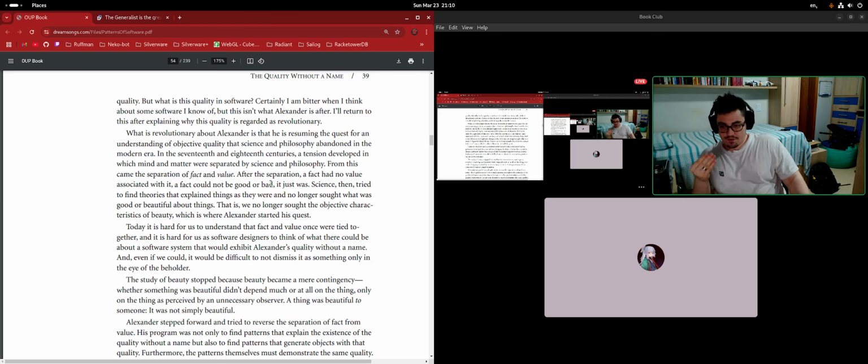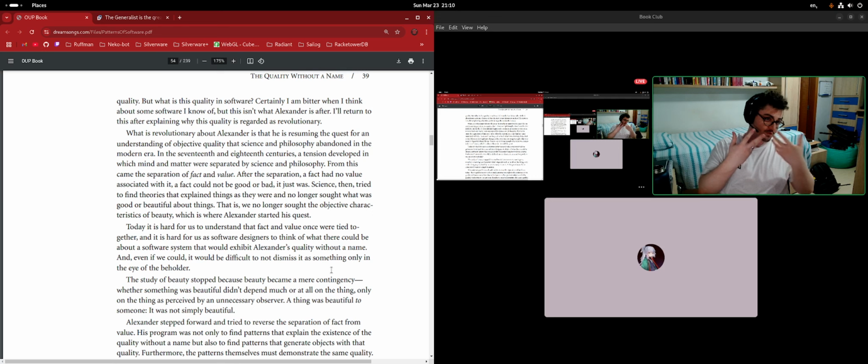Today it is hard for us to understand the fact and value once they are tied together. It is hard for us as software designers to think of what there could be about a software system that would have the quality without a name. And even if it could, it would be difficult to not dismiss it as something only in the eye of the beholder. So it is beautiful to me, it is not beautiful to you, and who is on the right and who is in the wrong.